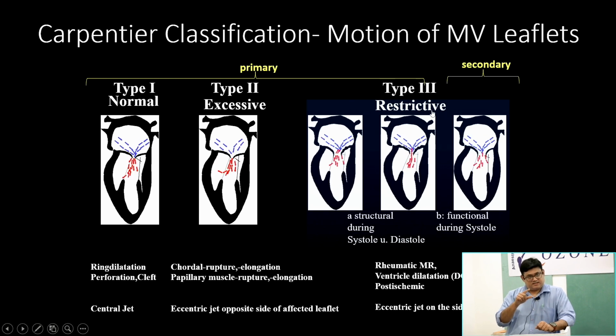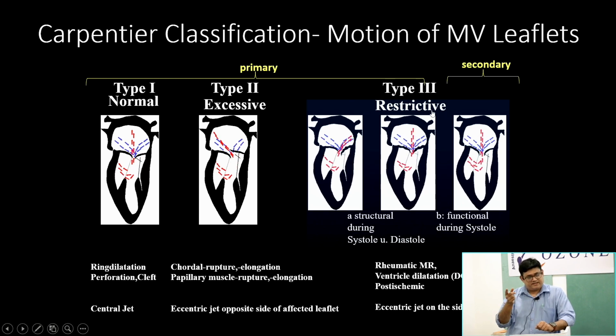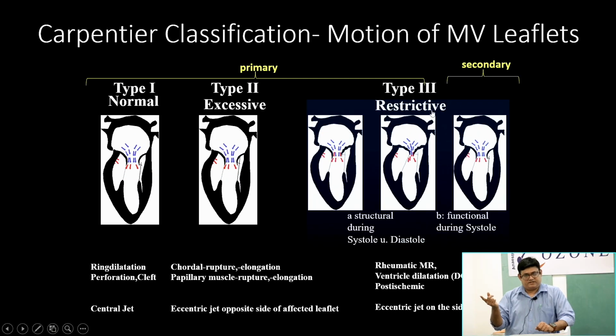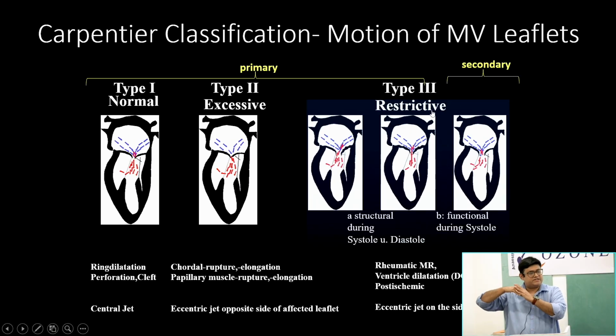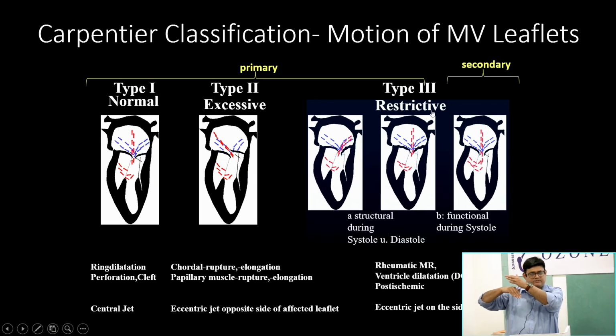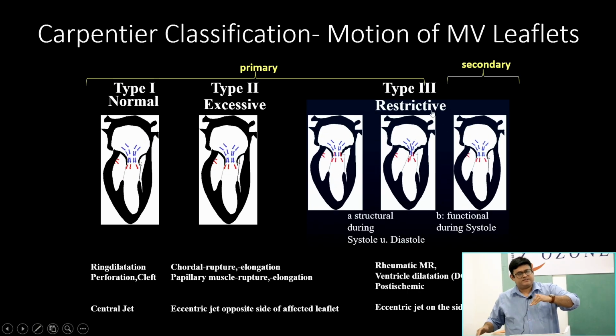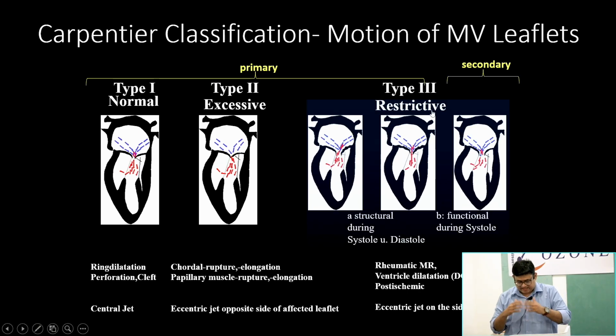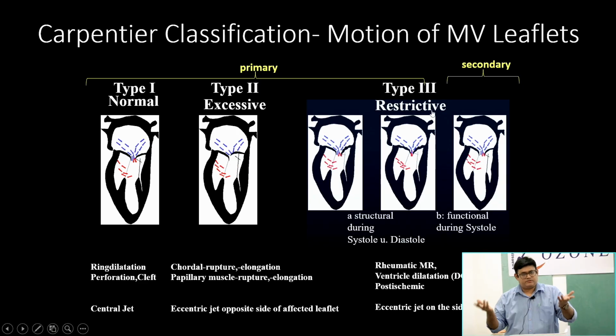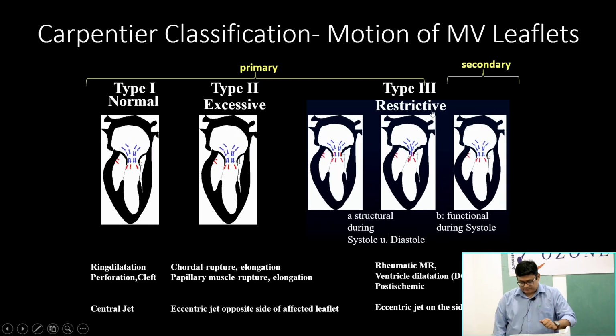In this case, the jet will be eccentric in nature and will be on the side of the affected leaflet. So if your PML is fixed, then the jet will go over the PML. If your AML is fixed, the jet will go over the AML. So that is how morphologically you will be able to determine the mechanism of the MR.